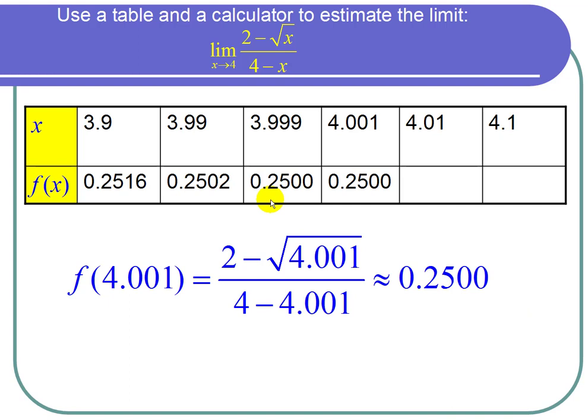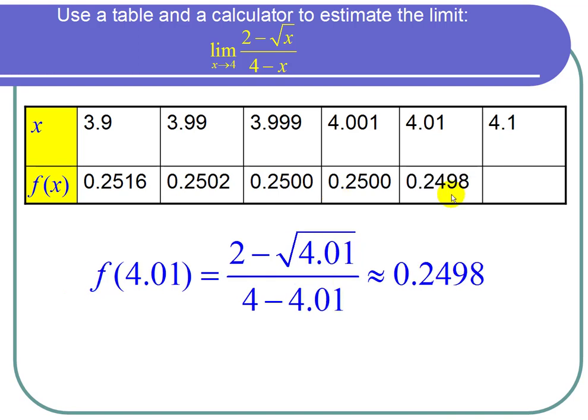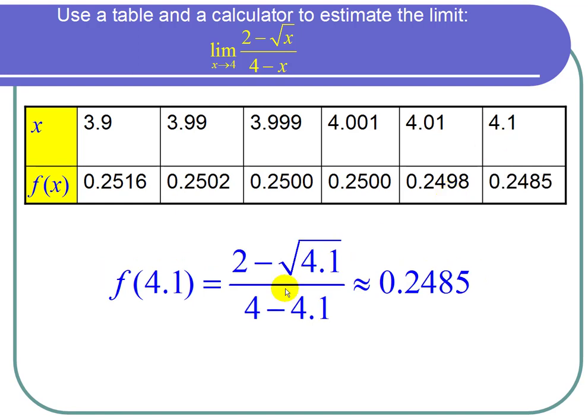I plugged in 4.001, and I also got about 0.2500. And I put that in my table. And so on. I plug in 4.01, and what I got was about 0.2498. And then finally, when I plug in 4.1, I get approximately 0.2485.